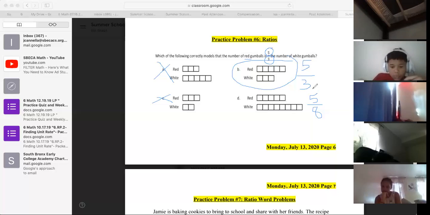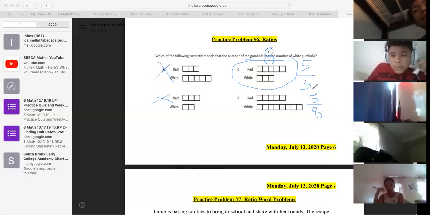Miss Canella, can I do a problem for the exit ticket? So what I just said is that that exit ticket is not valid. I made a mistake.